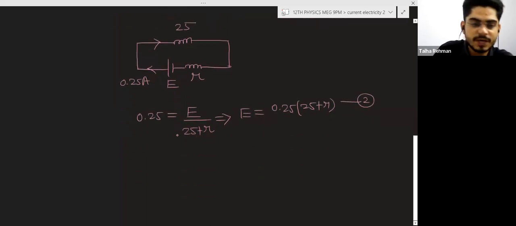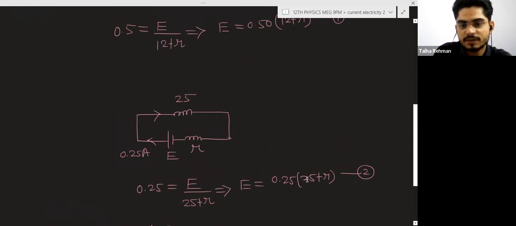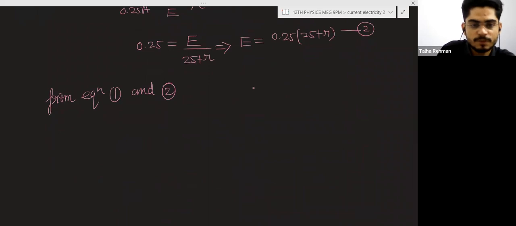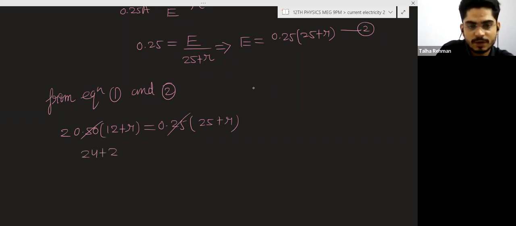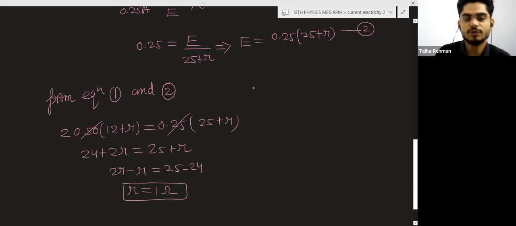Now, when you solve equations 1 and 2, see here, this E is equal to this E, which means these two expressions will be equal. So 0.5 times (12 plus R) is equal to 0.25 times (25 plus R). When you cancel it out, you get 2, and when you multiply, you get 24 plus 2R and 25 plus R. So 2R minus R, 25 minus 24, here you will get R equal to 1 ohm as the answer. So this is your first answer.